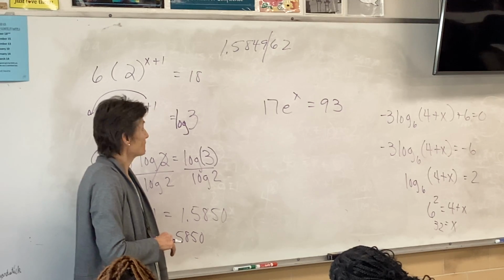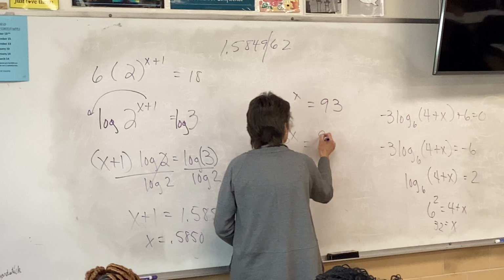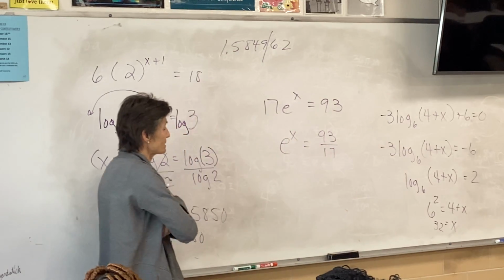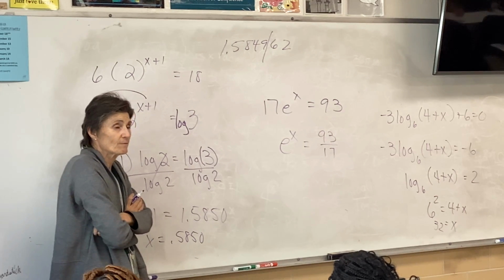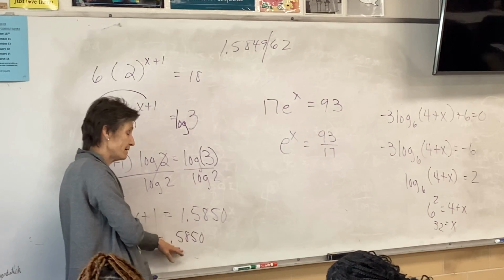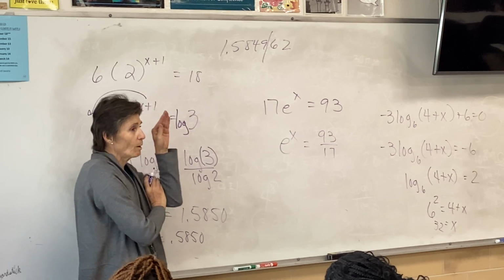What do we do first? Divide by 17. Now, let's not round off. That doesn't go in evenly. That's going to be some kind of crazy decimal. Don't worry about it. Just leave it be for a second. I really don't want to round off till the end. I get my x's.